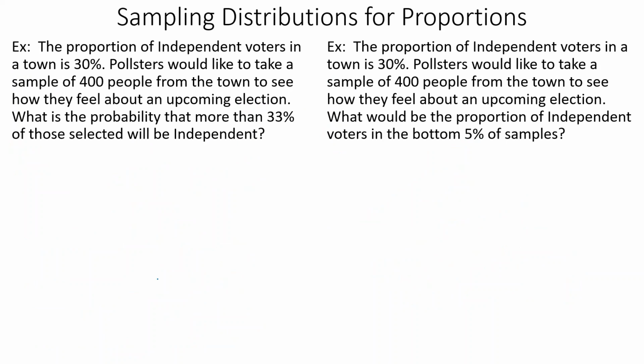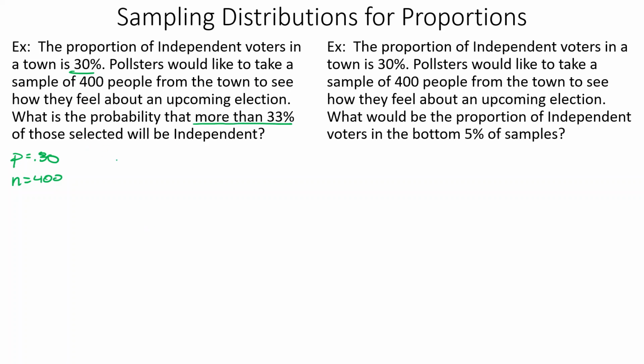All right, let's try another example. So we'll switch up some colors here. The proportion of independent voters in a town is 30%. There's our p, 0.30. Pollsters would like to take a sample of 400. There's our sample size, 400. People from the town to see how they feel about an upcoming election. What is the probability that more than 33% of those selected will be independent?